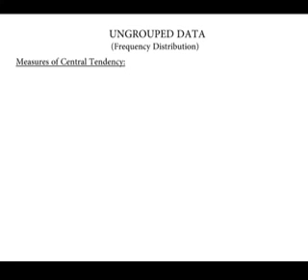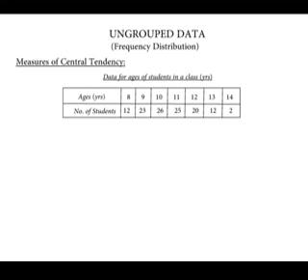We instead use a frequency distribution like this one. From this frequency distribution, you see there are 12 students who are aged 8 years, 23 students are aged 9, 26 students are aged 10 years, and so on and so on. We can calculate the measures of central tendency for a frequency distribution. But first, we arrange the data into columns.